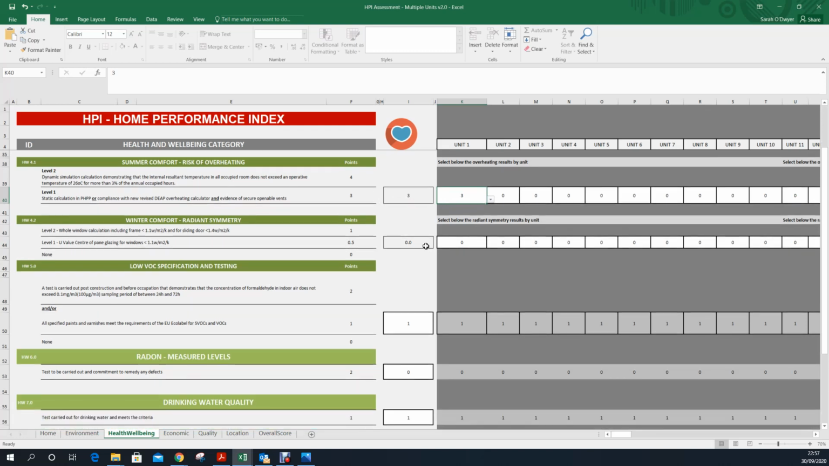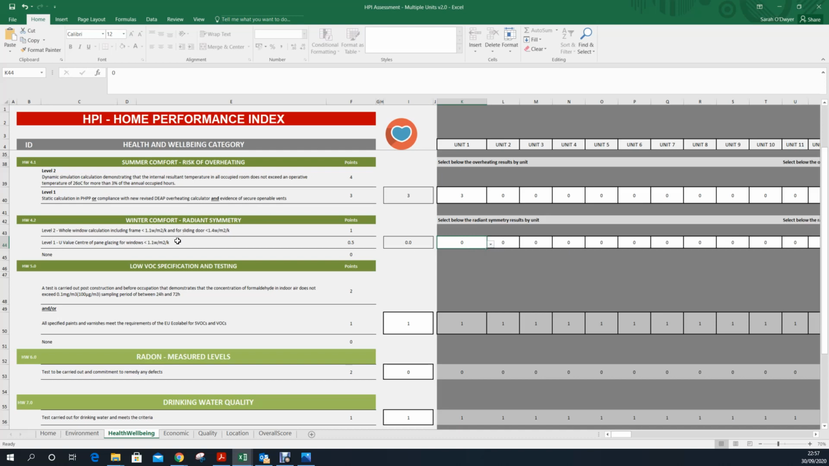And the same at winter comfort. You need a higher spec of window, I suppose, to achieve that. So you probably wouldn't assume that a developer or your client is going to be willing to pay for that. If it's a one-off house, then they may be more willing. So it would need to be examined from a cost point of view. So let's say that that's not going to be done in this case because it's a large housing development.